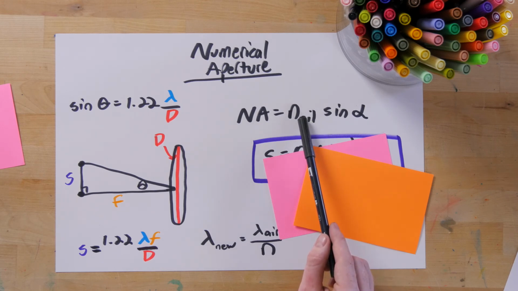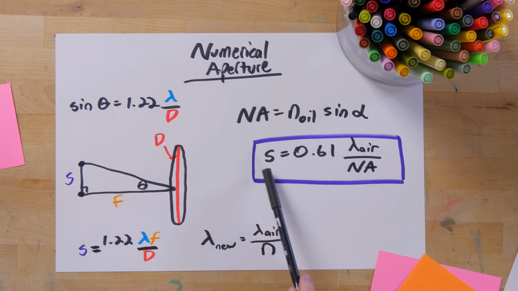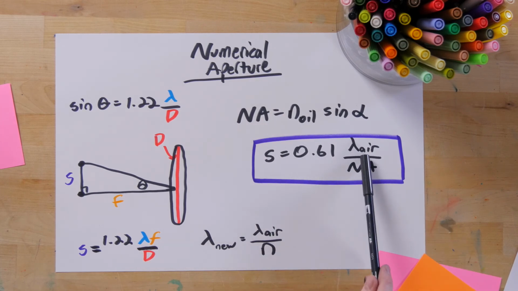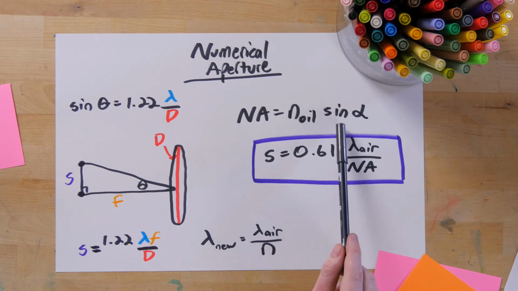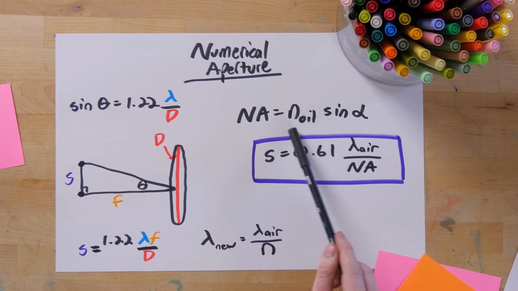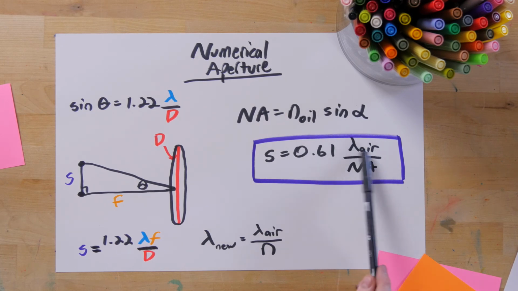Now, we can show that by plugging in this definition, we can come up with a new relationship that relates s to numerical aperture and the type of light we use. So if we want things that are really small to be able to be resolved, we want a big numerical aperture, which means really, really close to our lens with a high index of refraction using oil, and have really, really low wavelengths of light.